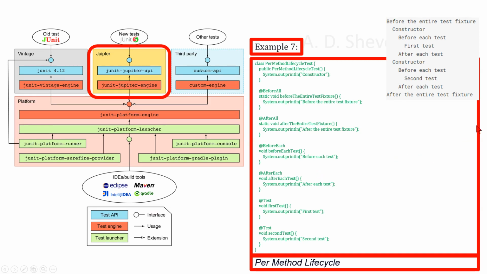Executing the tests in the test class gives us the following output. Actually, the output has been formatted to make it more obvious. Looking at the output, we can see that JUnit constructs the test class once per each test method. The lifecycle method for an entire fixture has been executed once, and the lifecycle methods for each test have been executed multiple times.